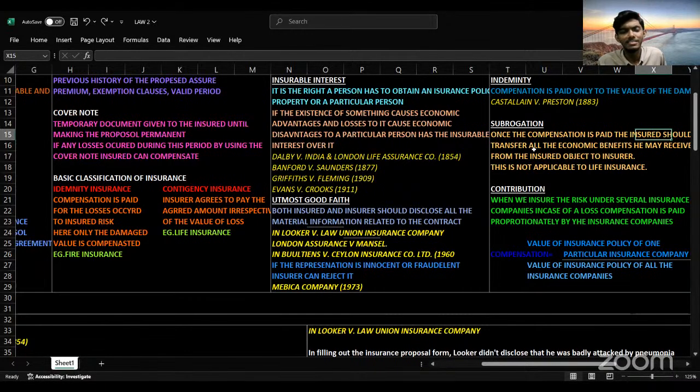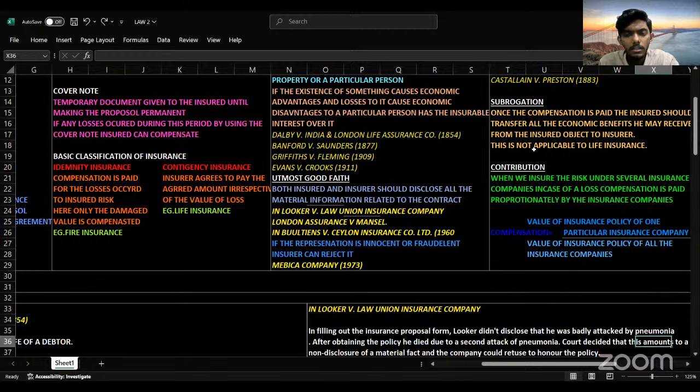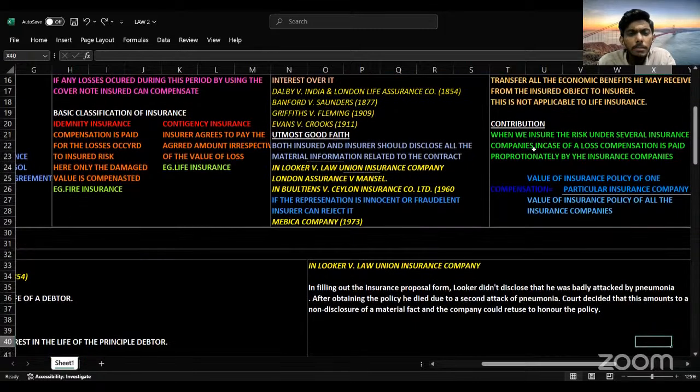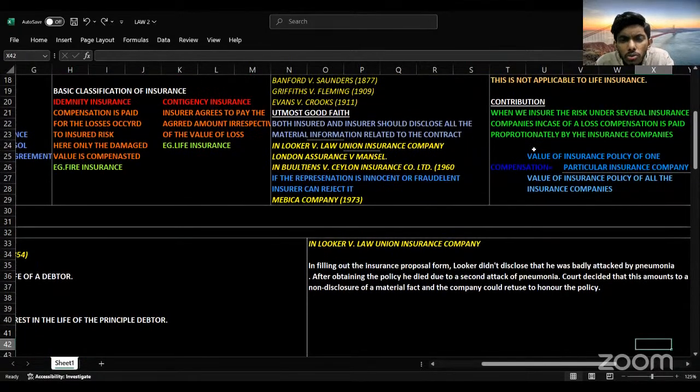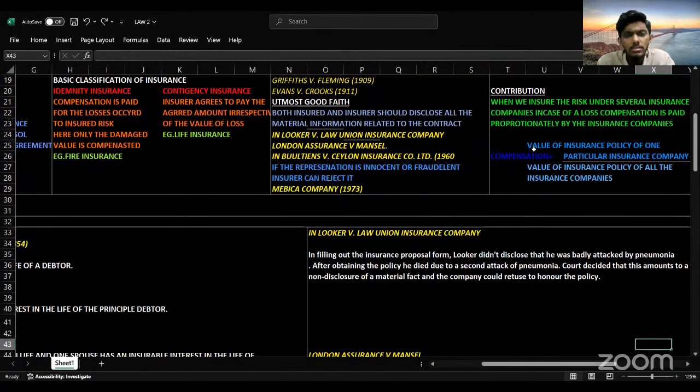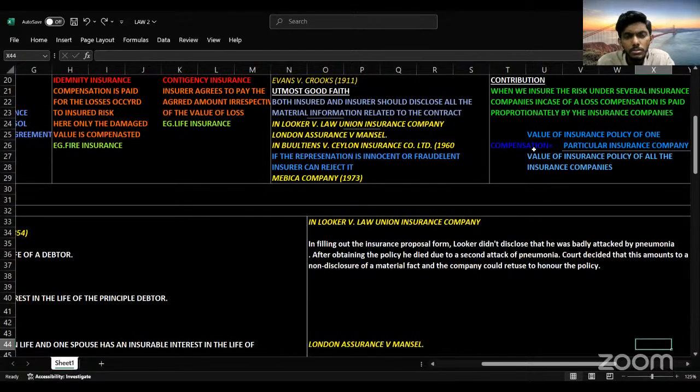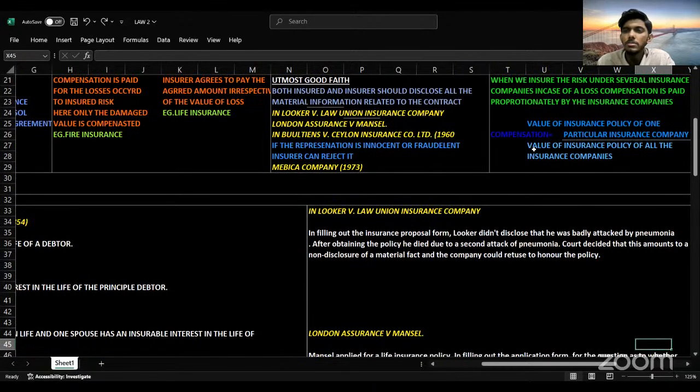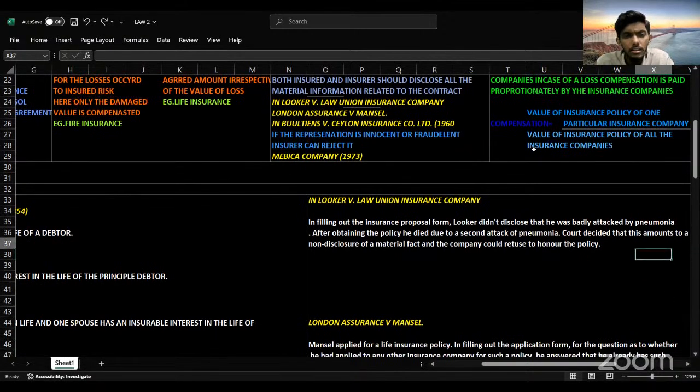Utmost good faith means that both insured and insurer should disclose all the material, the important information, faithfully. And if there is a representation that is innocent, yes.